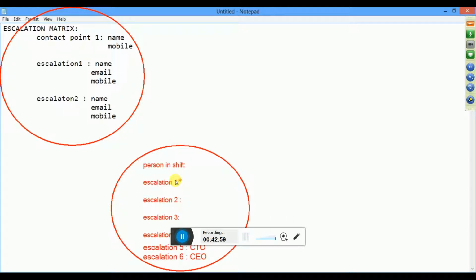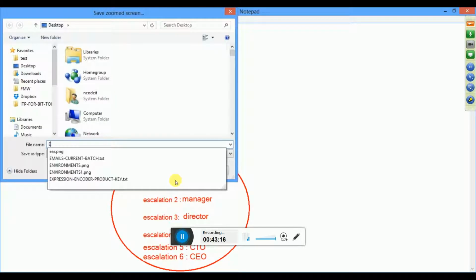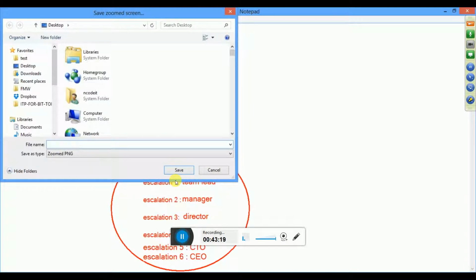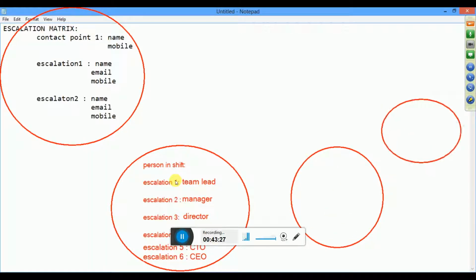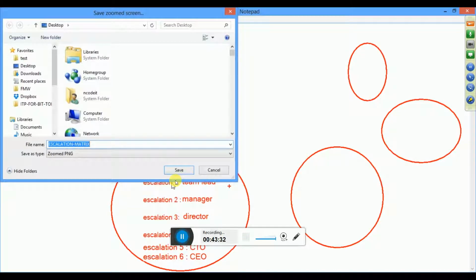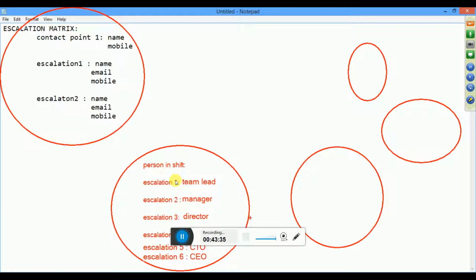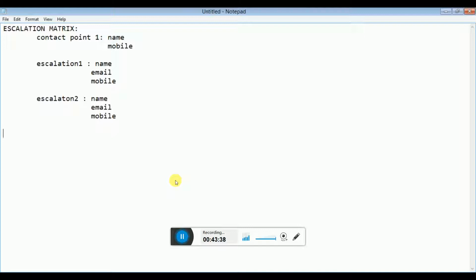So you have the person in shift, team lead, then you have the team manager, then you have the director, who is the manager of the manager, then vice president, CTO, CEO. This is the escalation matrix for anybody, and this list is there for each team. DBA has an escalation matrix, Unix team has all these things. Now each team has an escalation matrix. Now when you can't reach someone, you basically try to reach the next person.